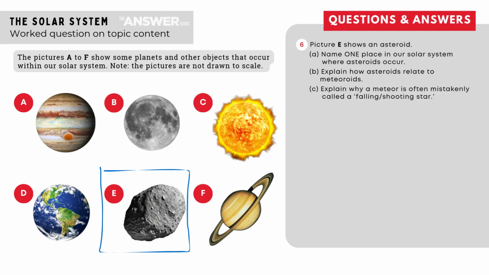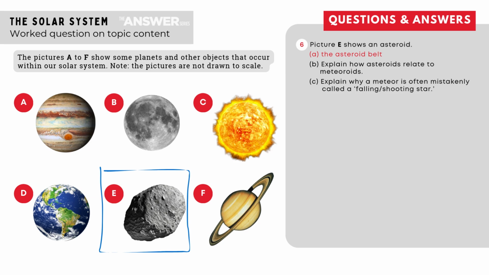Question 6 says that the picture E shows an asteroid. First, they ask us to name one place in our solar system where asteroids occur, and that's an easy one because it's actually called the asteroid belt. So that's the space between Mars and Jupiter.